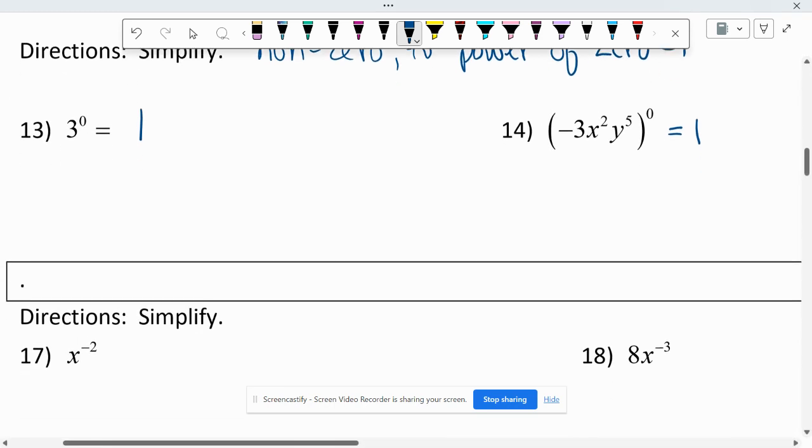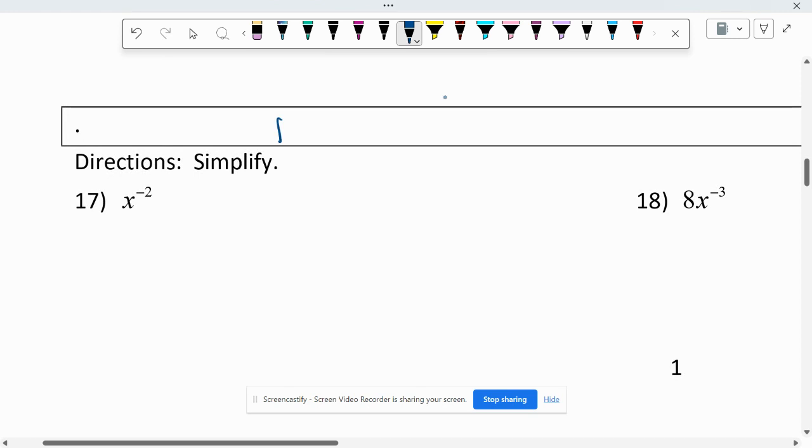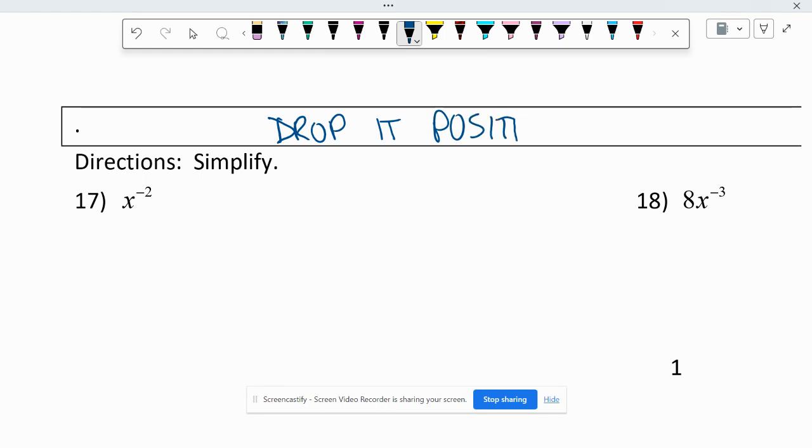So now we're going to talk about some negative exponents. Remember, when you have negative exponents, I want you to drop it positive. Just think of dropping it positive. Write it as a reciprocal. So x to the negative 2 power is the same thing as what? 1 over x squared. Good job.